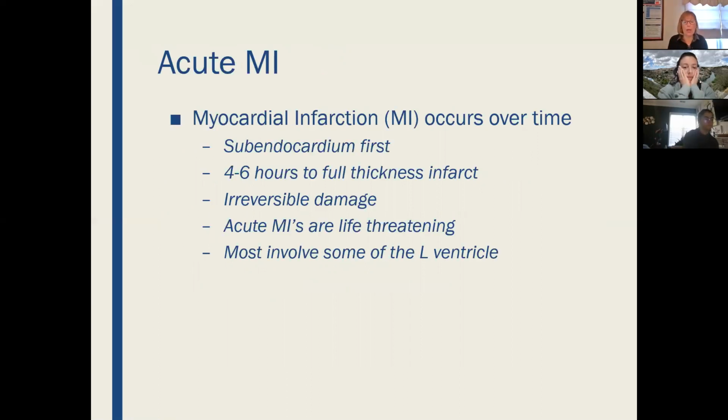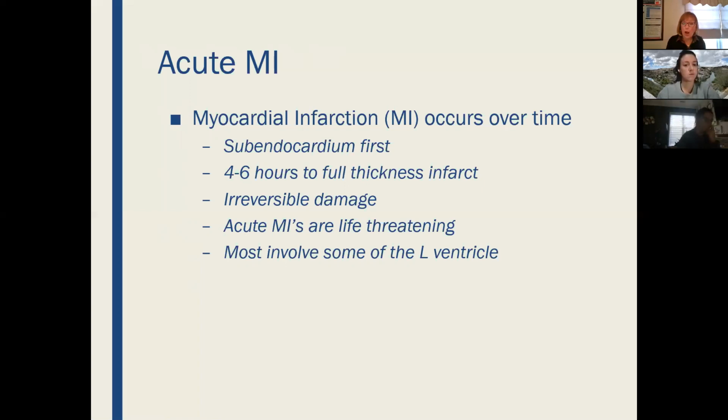Now, an acute MI occurs over time. It's subendocardial first, and this used to be, well, they would say to the patient, you had a little MI. An MI is an MI. You have damage. You have muscle death somewhere.